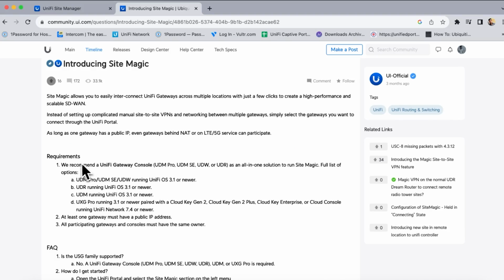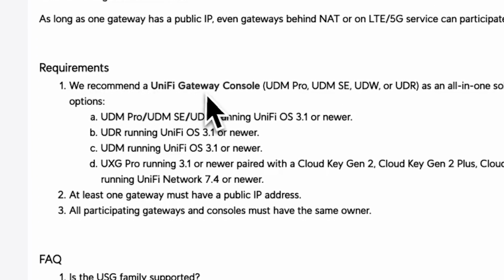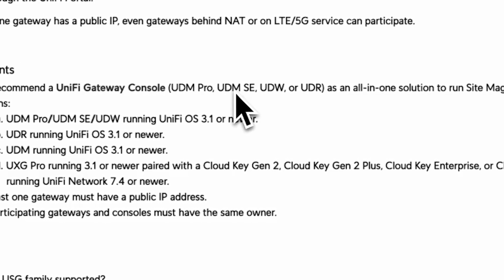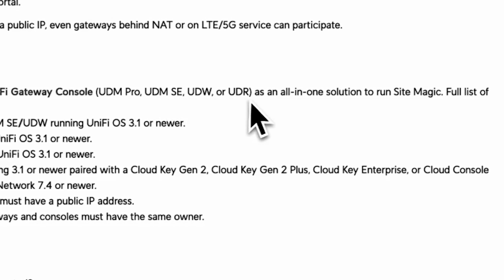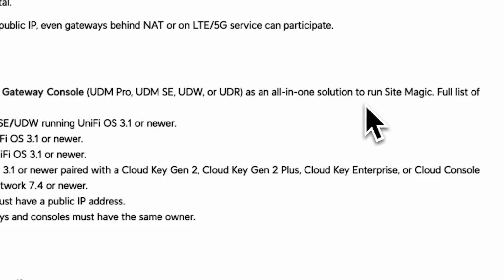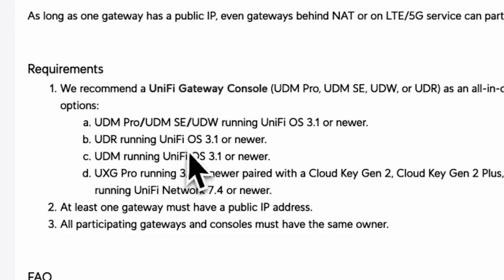So it says we recommend a UniFi gateway console like UDM Pro, UDM-SE, Dream Router, UDR to run Site Magic, and the UDM Pro, UDM-SE, UniFi Dream Router should be running UniFi OS 3.1 or newer. UDR must be running UniFi OS 3.1 or newer, UDM also running UniFi OS 3.1 or newer.